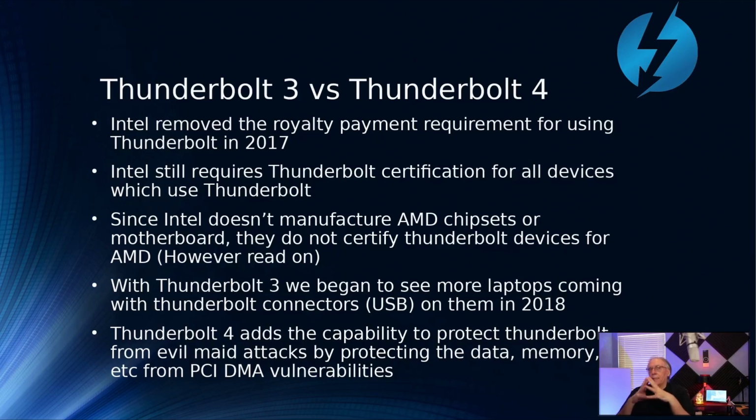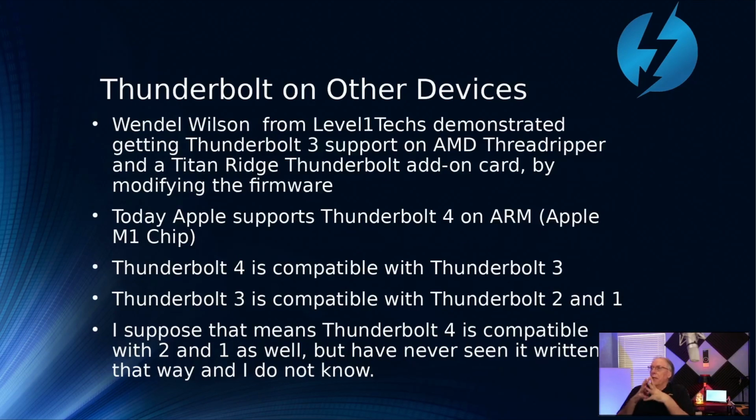Thunderbolt 4 adds the capability to protect Thunderbolt from evil maid attacks by protecting the data memory and so on from PCI DMA vulnerabilities. So that was added to Thunderbolt 4. That's one of its major things. And then, back to the AMD saga.